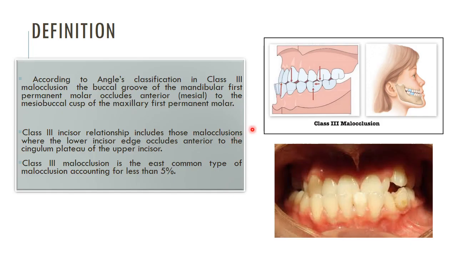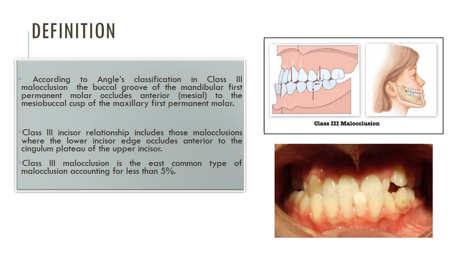According to Angle's classification, Class III malocclusion includes those cases in which the buccal groove of the mandibular first permanent molar occludes anterior or mesial to the mesiobuccal cusp of the maxillary first permanent molar. Also, in this type of malocclusion, the mandibular incisors overlap the maxillary incisors, and this reverses the normal anterior-posterior relationship of the incisors. It is called a reverse overjet.